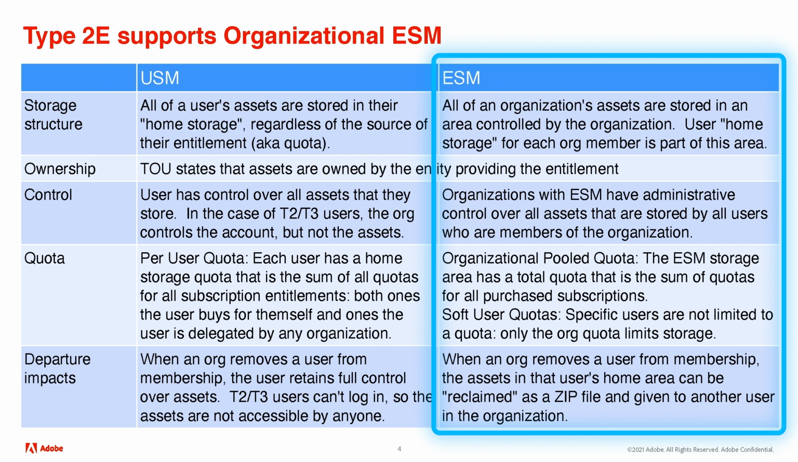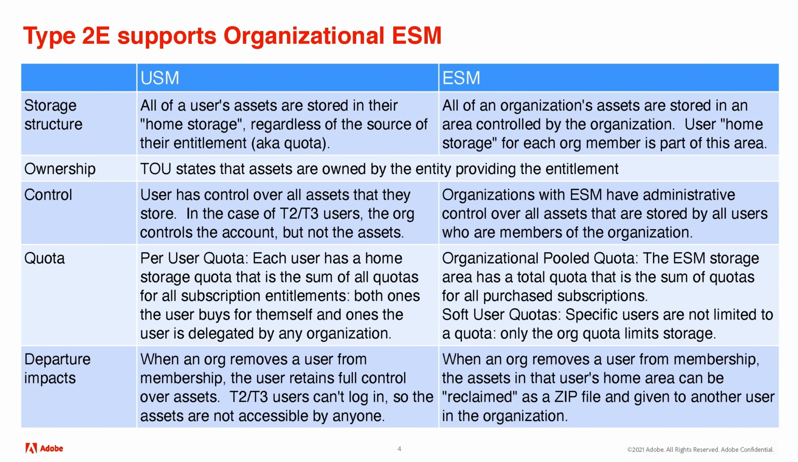The home storage for each org member is part of this business directory, and that organizational member is a business ID. It is an entitlement profile. It is not a login account. In the enterprise storage model, since the business has administrative control over all of the assets and storage, when a user is taken out of an organization, the assets stay behind with the organization, left in a home storage directory owned by the organization.